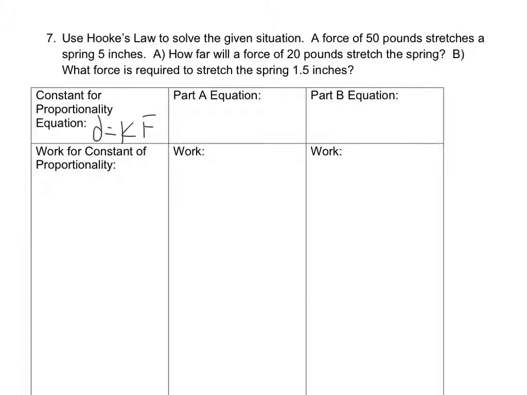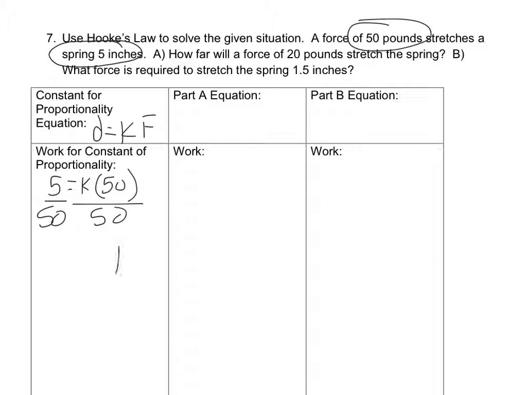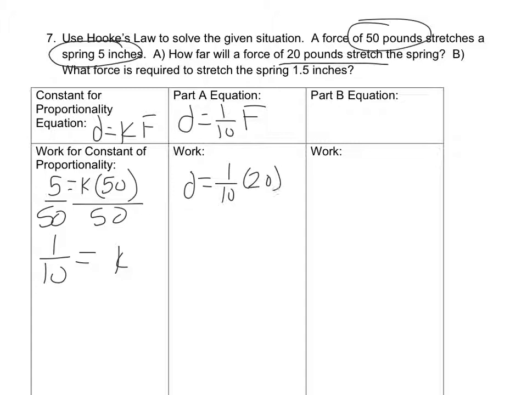Okay? So we know that the distance stretched was 5 inches and it was 50 pounds of force. So we know 5 equals K times 50. Divide by 50, you get K equals 1/10. So now our equation we're going to use is distance equals 1/10 F. Okay? So it says, how far will the force of 20 pounds stretch? So distance equals 1/10 times 20. So distance equals 2 inches.